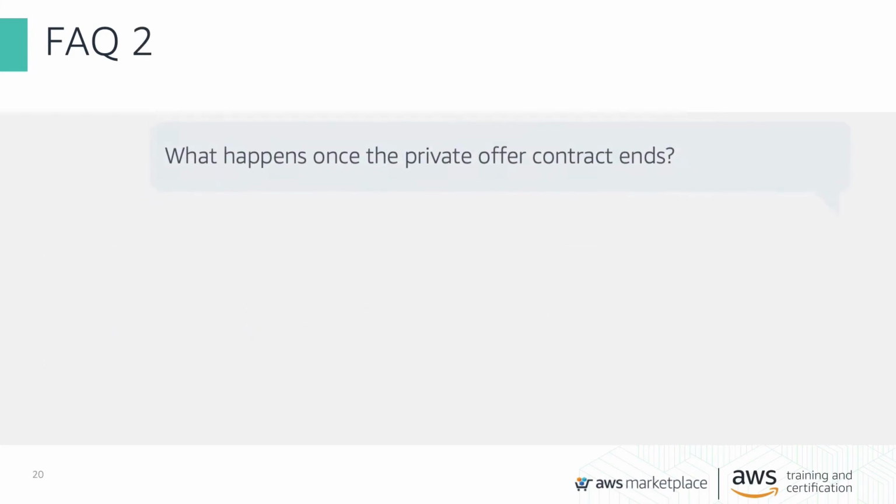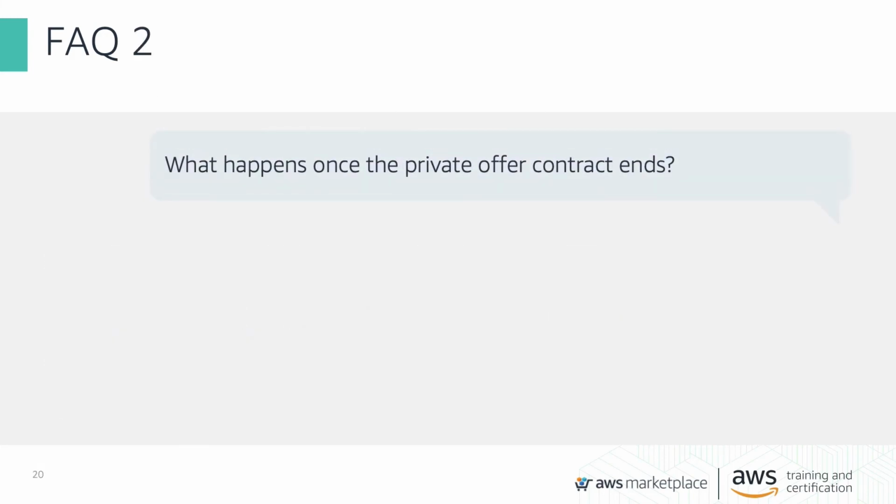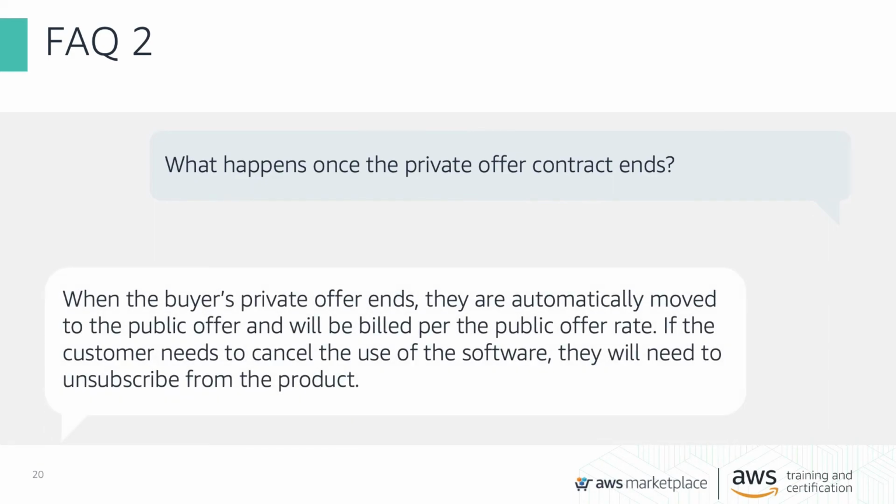What happens once the private offer contract ends? When the buyer's private offer ends, they are automatically moved to the public offer and will be billed per the public offer rate. If the customer needs to cancel the use of this software, they will need to unsubscribe from the product.